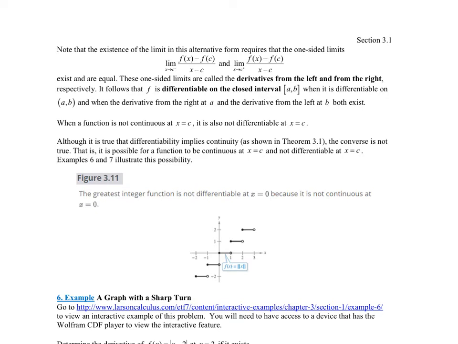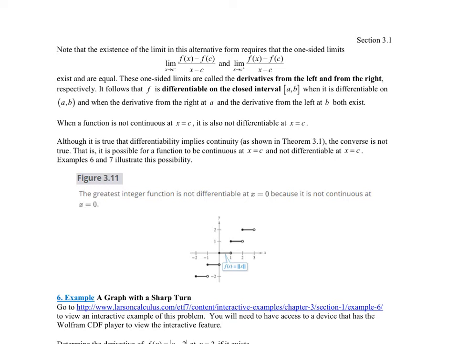So again, if you have that negative sign there, this would be the derivative from the left. If you have that positive sign there, this would be the derivative from the right. It says it follows that f is differentiable on a closed interval a to b when it is differentiable on the open interval a to b, and when the derivative from the right at a and the derivative from the left at b both exist.